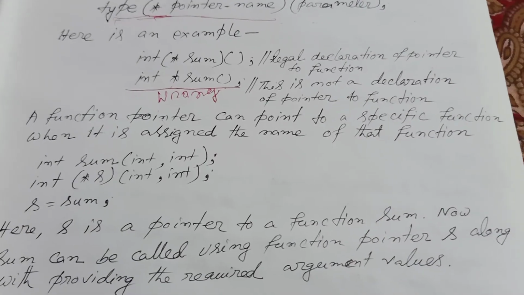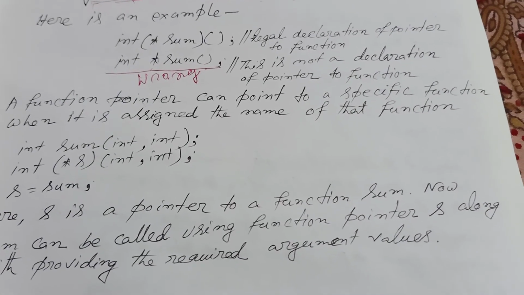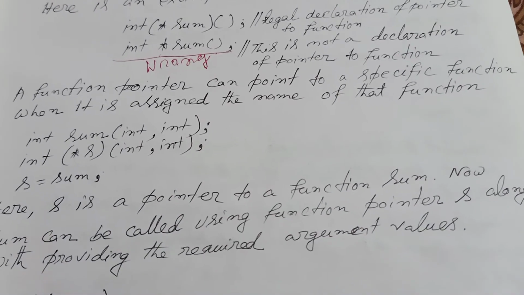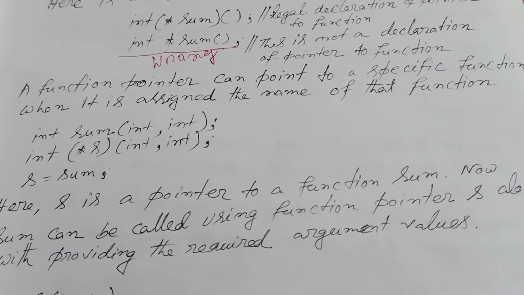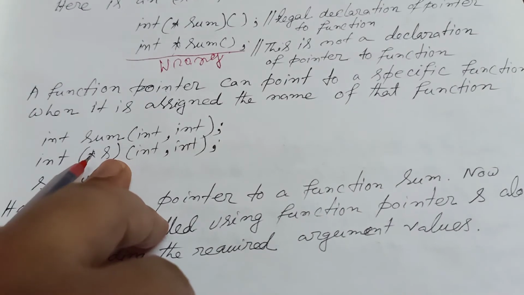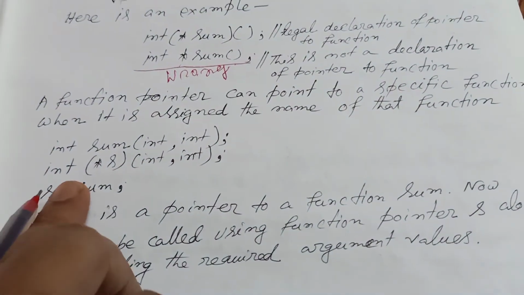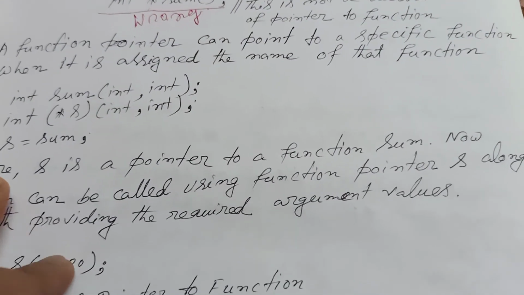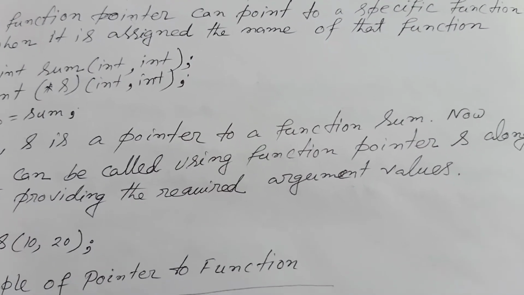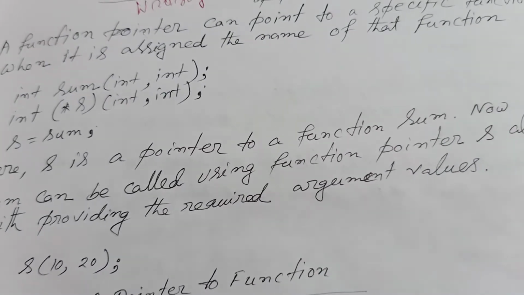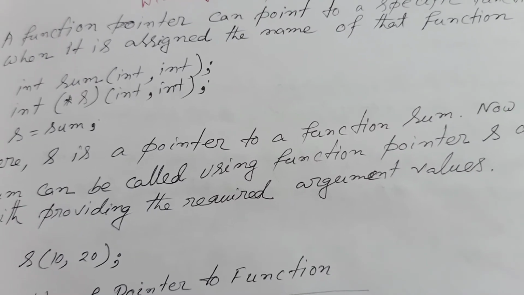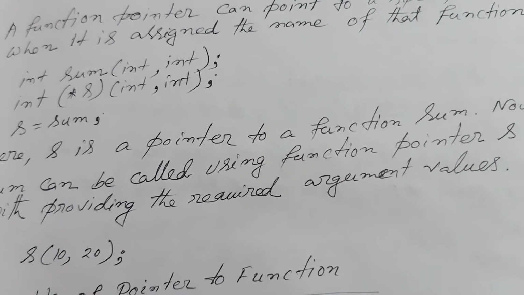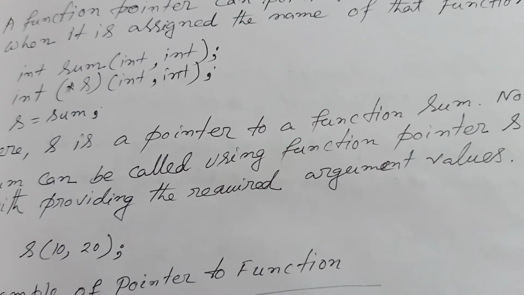So a function pointer can point to a specific function when it is assigned the name of that function. Int sum, then int (*s), and s equal to sum. Here s is a pointer to the function sum. Now sum can be called using the function pointer s, providing the required argument values. So s(10, 20) is the call.